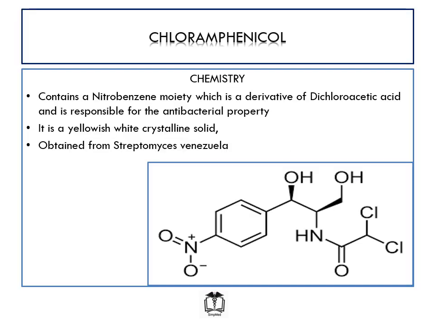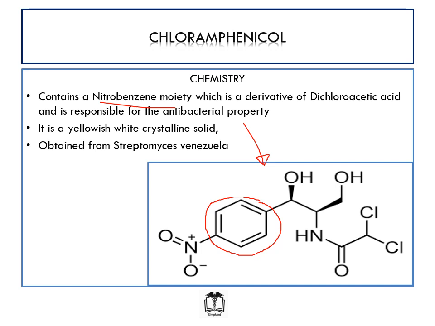So chloramphenicol is an antibiotic gotten from the fungi Streptomyces venezuelae. In terms of its chemistry, it is described as a nitrobenzene moiety that is derived from a dichloroacetic acid. The dichloroacetic acid is found in its chemistry. As you can see in the chemistry below, the dichloroacetic acid is shown directly down here, as well as the nitrobenzene ring. And this tends to confer the antibacterial property of the chloramphenicol to it.